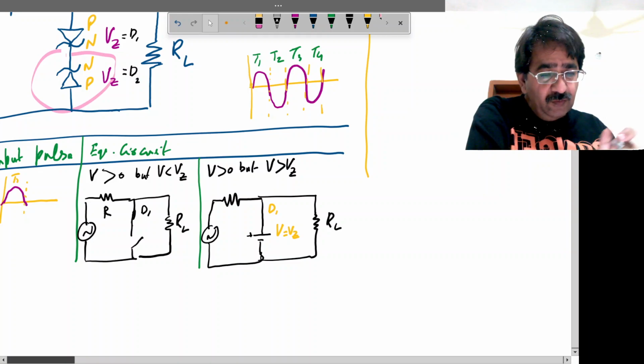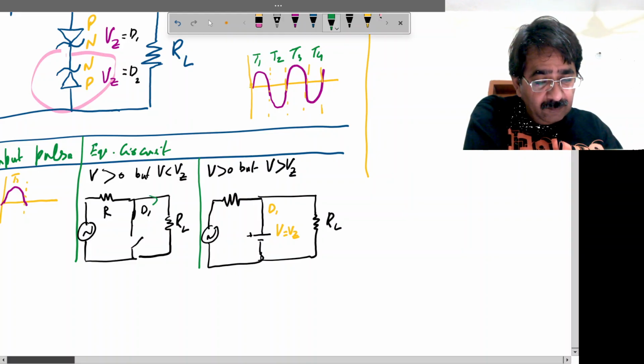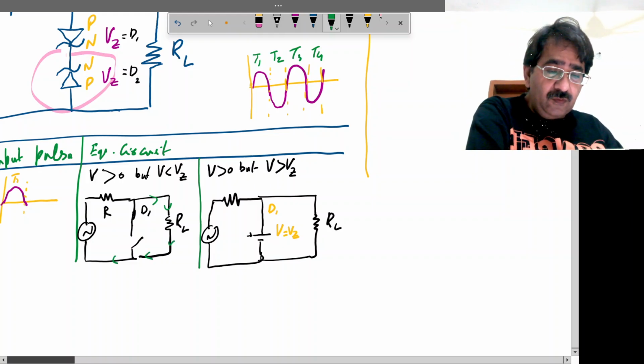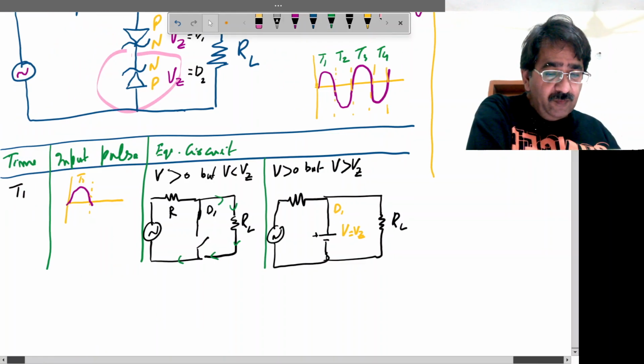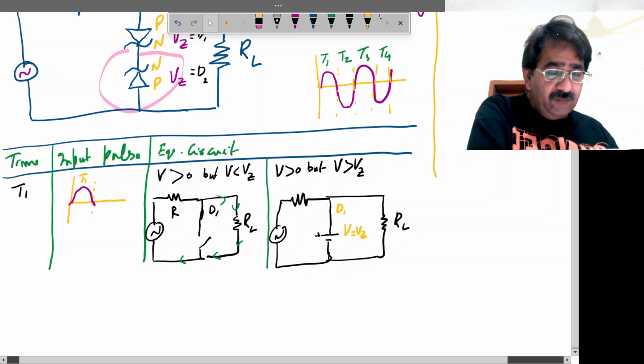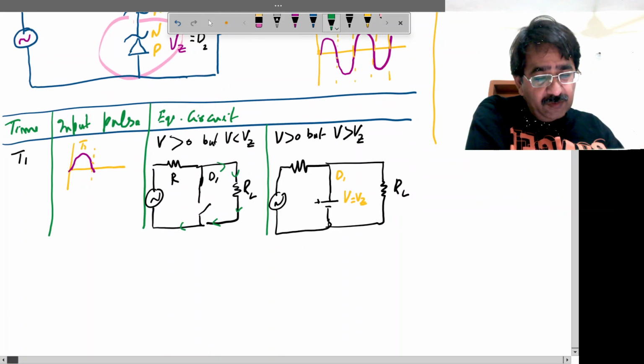All will be in the first case; current will pass through this. So the input wave will be the same as the output wave. This will be for T1. This will be the equivalent circuit. What will be the outputs?